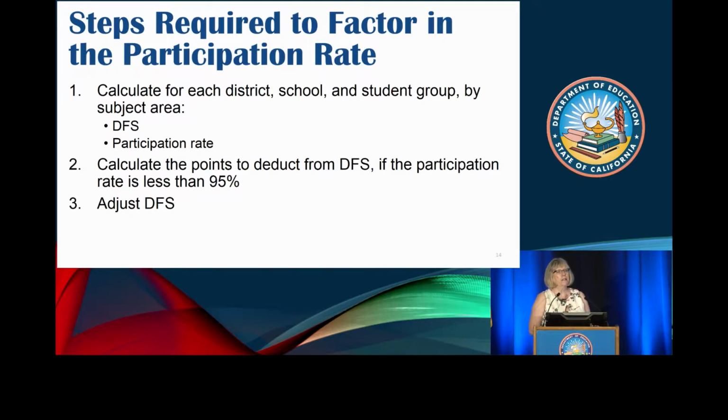And let me just say, don't overthink this. This is a really simple calculation. People tend to think, well, this is an accountability issue, it has to be complicated. And, you know, sometimes it is complicated, but this time it's not. So what we do is calculate for each district, school, and student group by subject area the distance from standard and the participation rate. If the participation rate is less than 95%, we will calculate the points that we need to deduct from the distance from standard. And then we'll make the adjustment to the DFS.